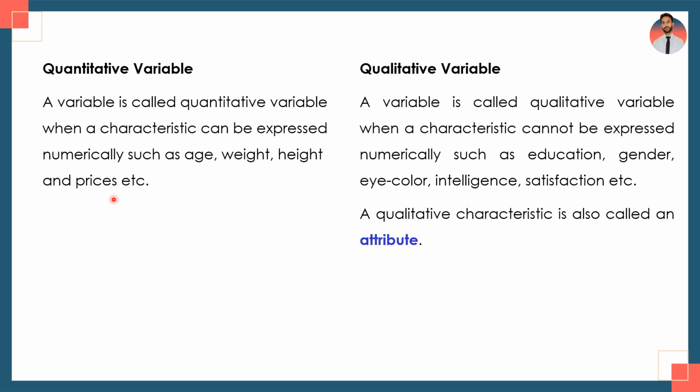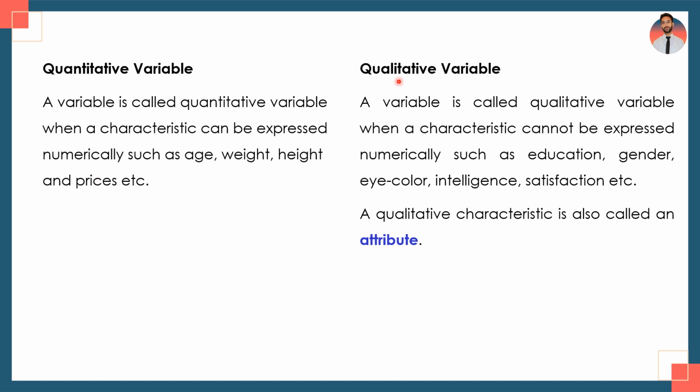In real life, there are so many variables which are expressed numerically, which we can write in numeric form. For example, age of a student, which we can write in numeric form. Weight of students, height of students, marks of students, prices of anything, quantities, temperature, these are all the variables which can be expressed numerically.